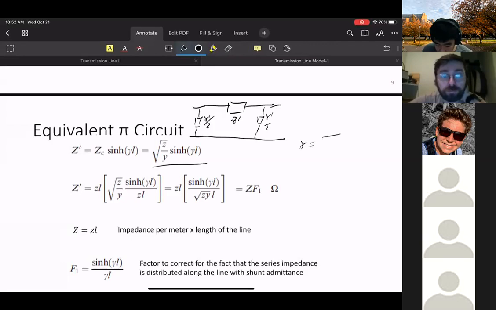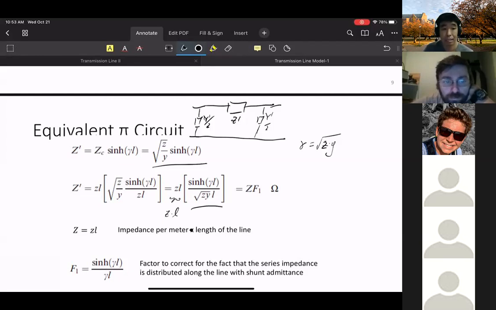And remember, gamma is square root of z times y, where z and y are your per unit lengths. All right. And you can write this in many, many different forms. So what you can do is you can think of this as z times l. This is how long you would naively think the impedance is, right? You have a per meter impedance times the length of the line. So this is multiplied by the length of the line as small z times l.